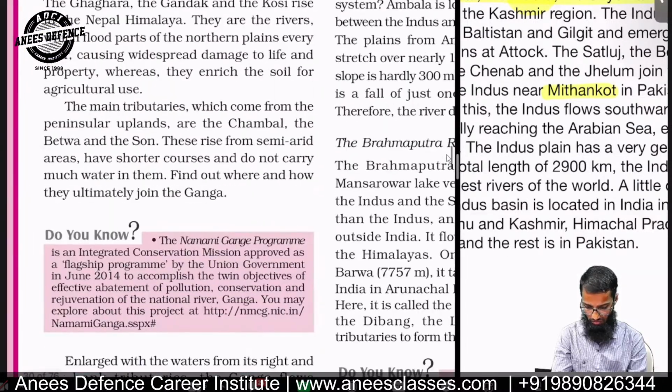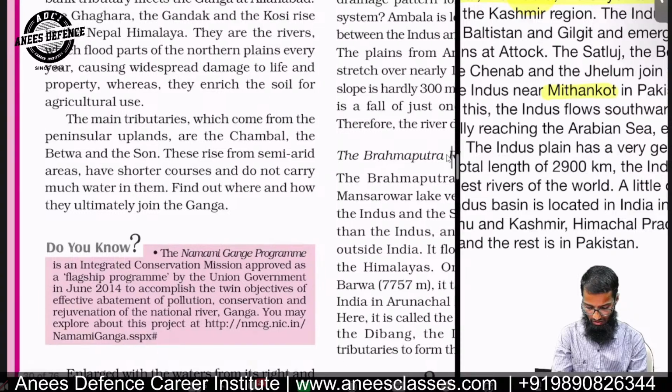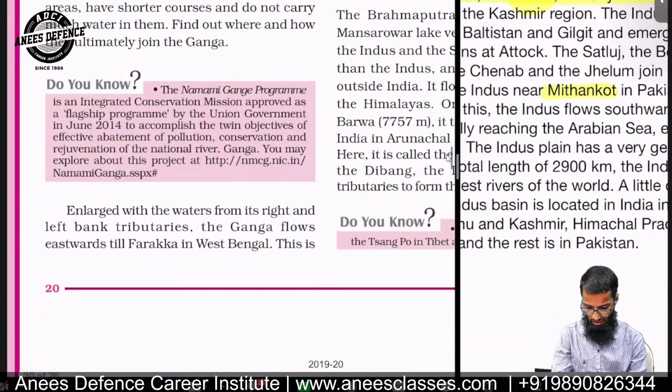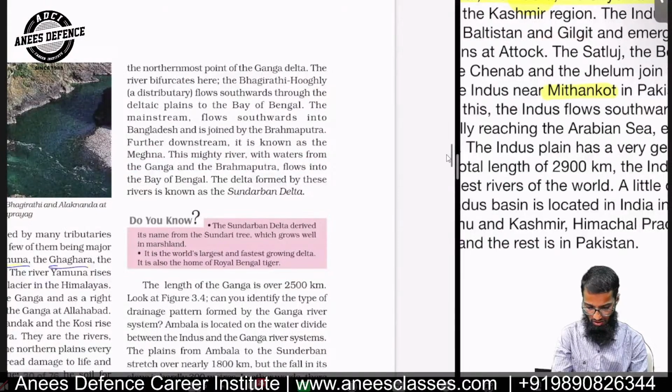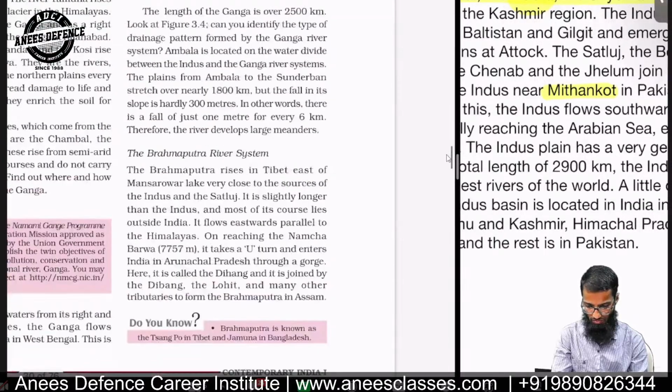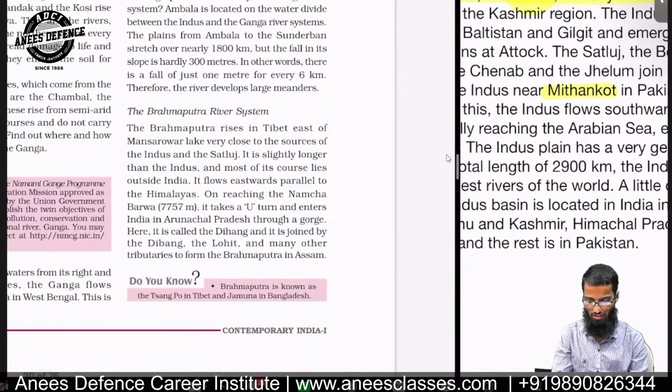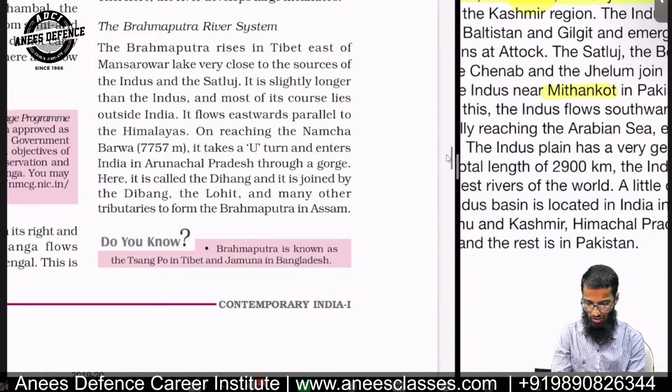We will not talk much about that. Then we'll jump to the important river system, the Brahmaputra. So the Brahmaputra rises in Tibet, in the east of Mansarovar Lake. Again Mansarovar, because the Indus was also from the Mansarovar Lake, right? So Brahmaputra is also from the Mansarovar Lake, and that is in Tibet.